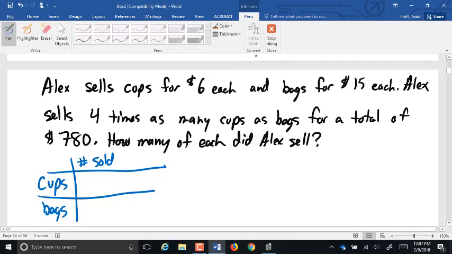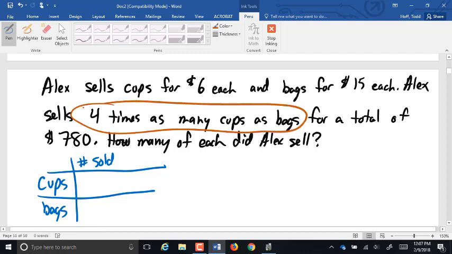Well, the number sold here, again, we have two values. We've got to find a way to relate them. We can't have two separate variables. So our relationship is right here, 4 times as many cups as bags. So what that means is we can calculate the number of cups from the number of bags. So we have to know the number of bags first. So I'm going to call that X. So the number of cups would be 4 times as many, or 4X.